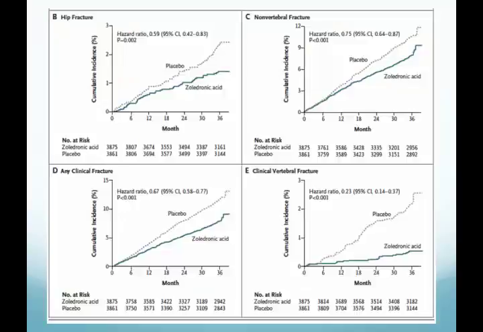They also look at a whole lot of other things like hip fracture, non-vertebral fracture, and clinical vertebral fracture, meaning the ones that cause pain. What I want you to look at is how these lines are different. The ones who are on zoledronic acid always end up having less fracture than the ones who are not.